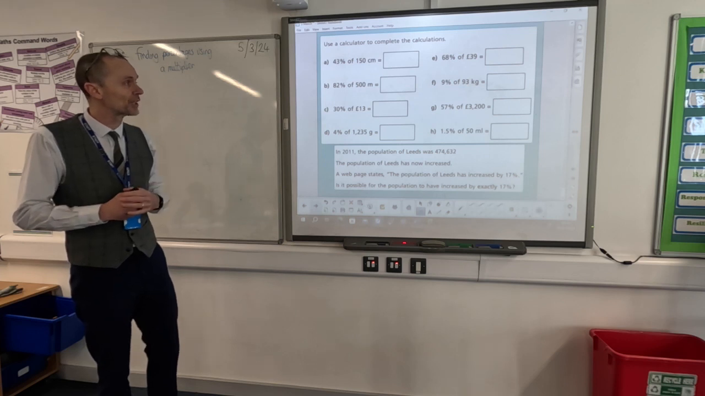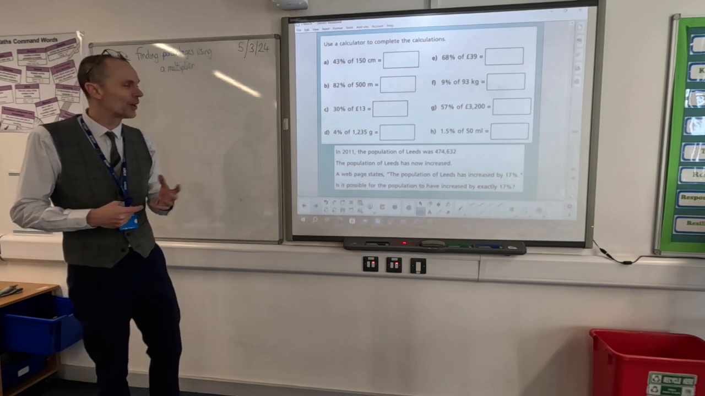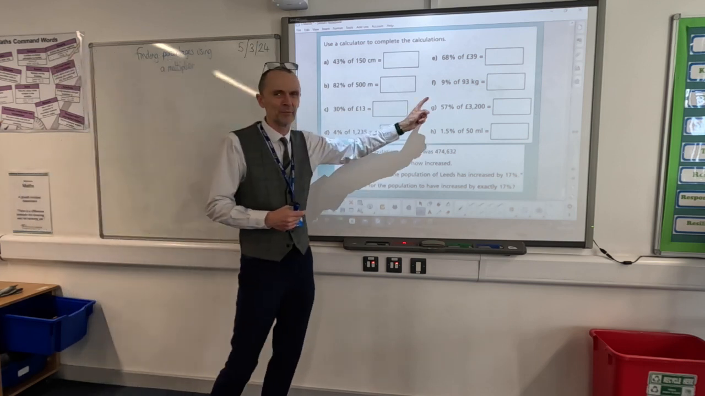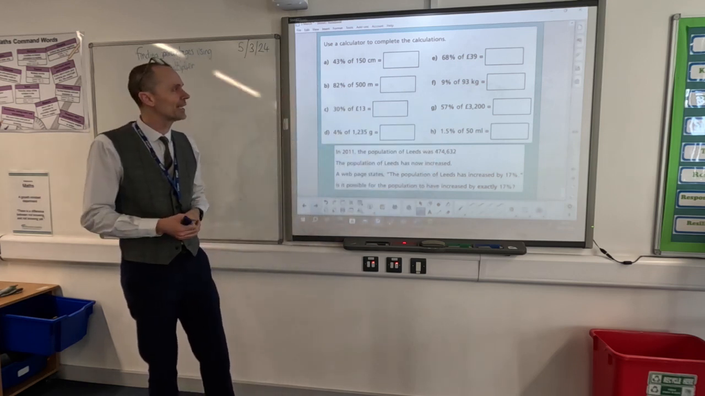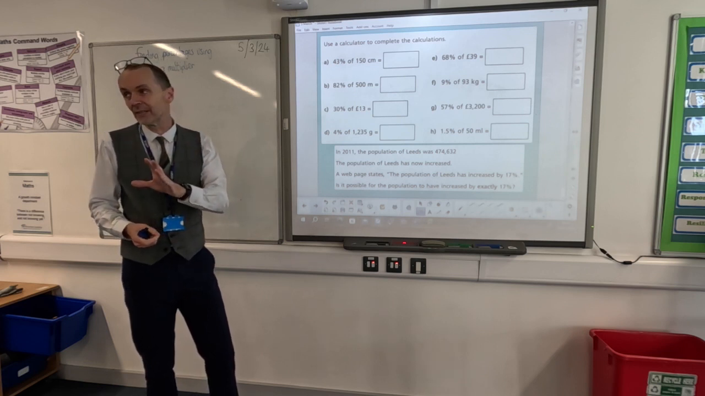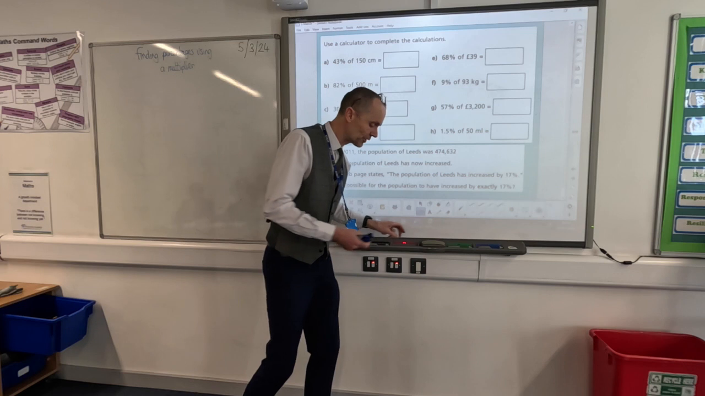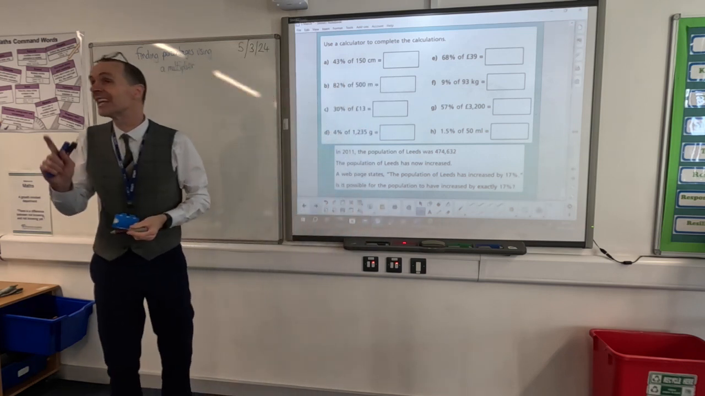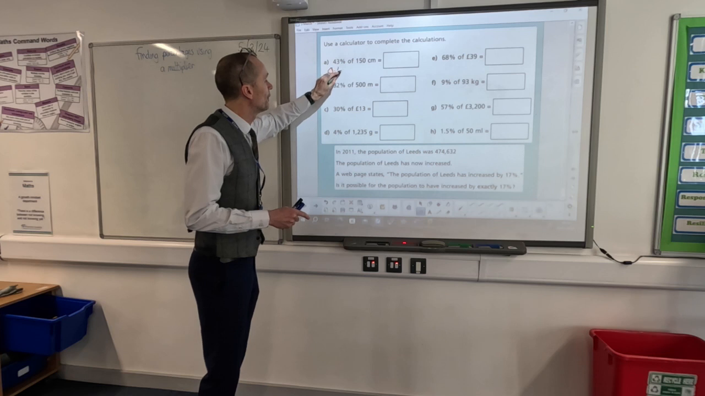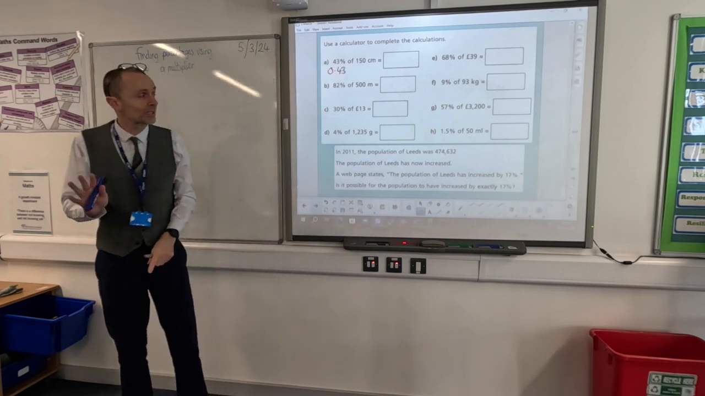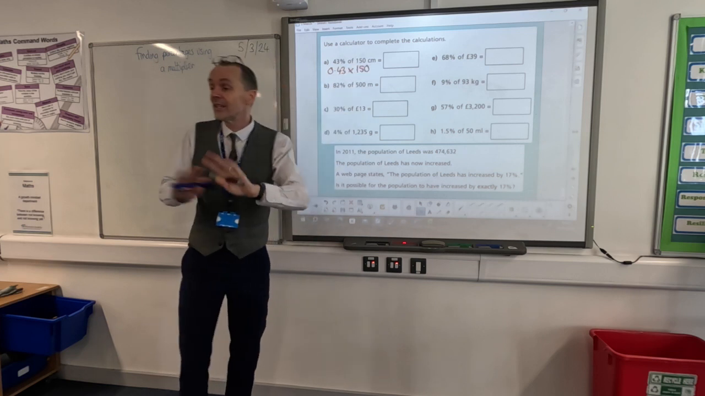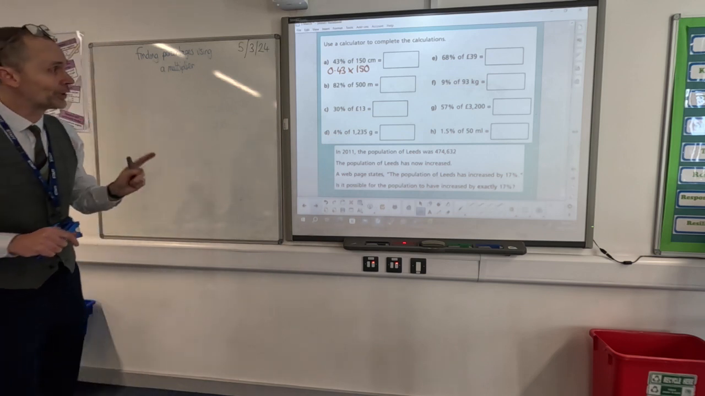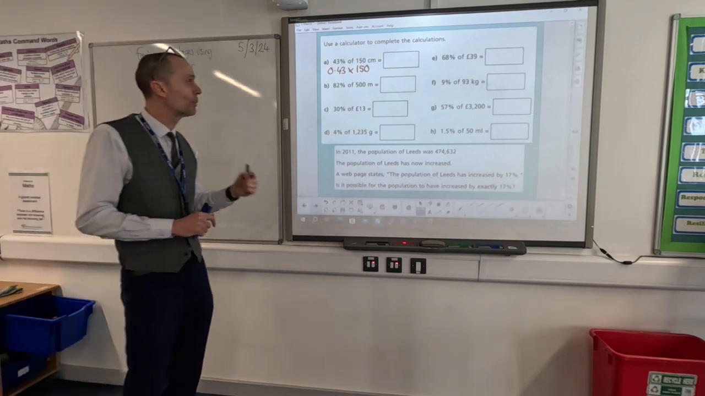But in the majority of situations, we will have a calculator available, and a lot of the time the percentages we're dealing with are quite fiddly, like 57%, 1.5%. Those are fiddly percentages. So when you have a calculator in your hands, it could not be easier. All you do is say, right, 43% as a decimal is 0.43. So to find 43% of an amount, I do 0.43 times that amount. Simple as that. Okay? 43% as a decimal is 0.43.